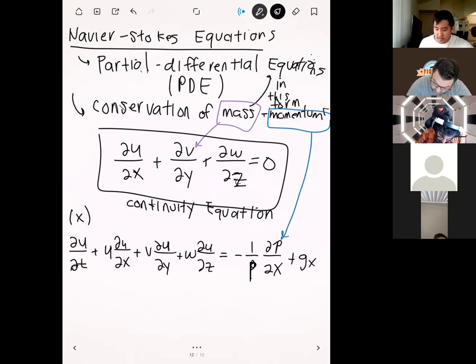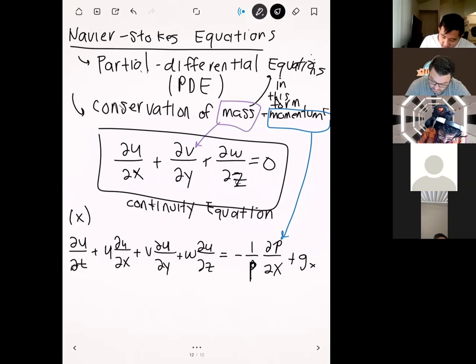Then we have gravity. This is a g sub x right here, so this is the gravity in the x direction. You're probably wondering, how can we have gravity in the x direction? This is for cases, like we have in the homeworks, where your coordinate axes are tilted. If your coordinate axes are tilted, then you might have a gravity component in the x direction.